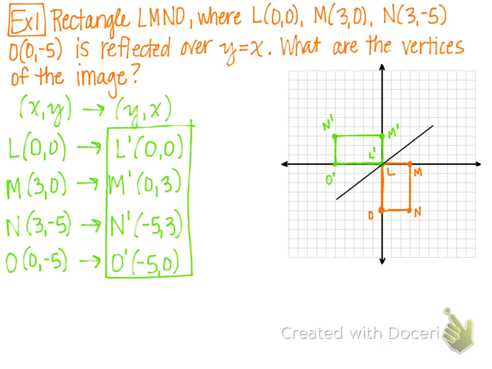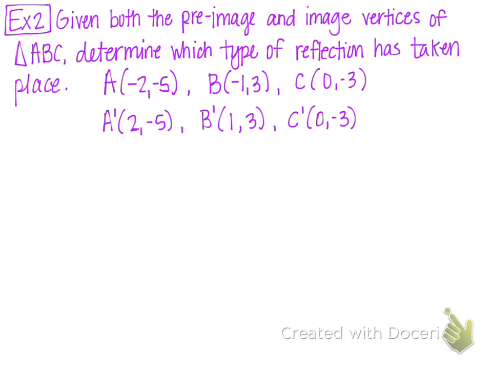So let's move on to example 2. Example 2 says, given both the pre-image and the image of triangle ABC, determine which type of reflection has taken place. So this time we've given both sets of points, but we want to figure out what has actually taken place for us to get from the pre-image to the image. So if we take a look, first of all, we can go ahead and knock out y is equal to x line because they flip those. So if it was y is equal to x, we'd have negative 5, negative 2, which is not the case.